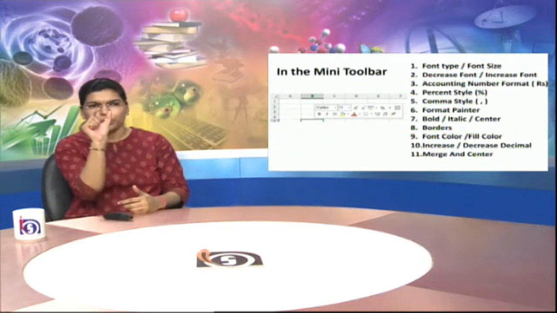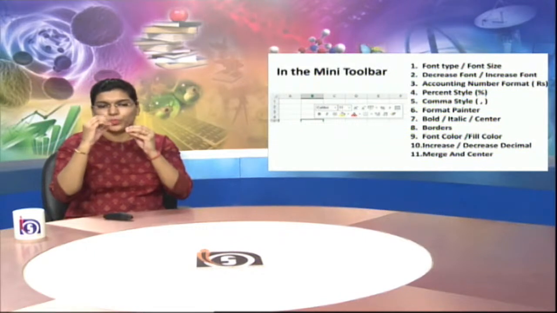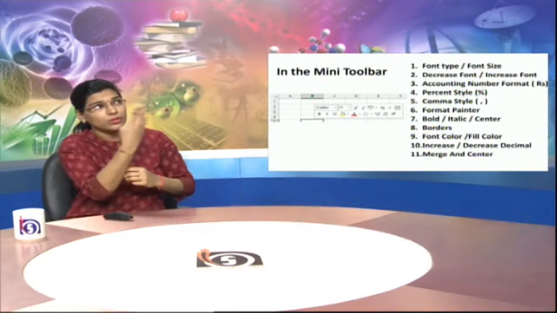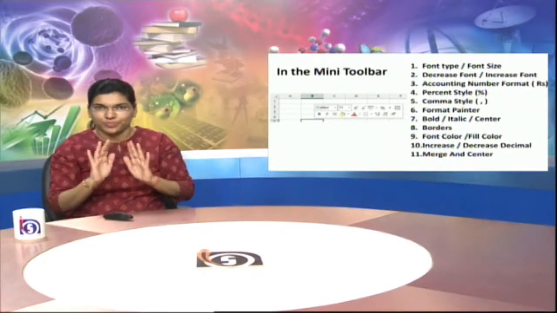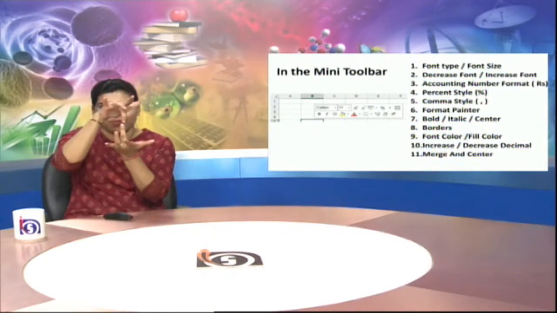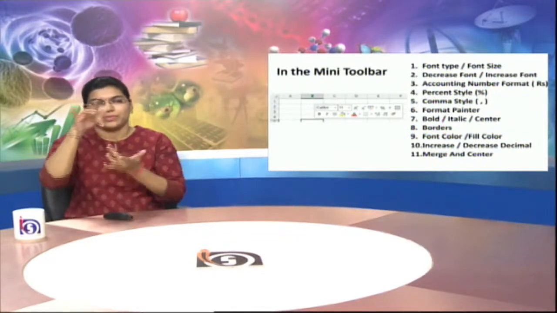The seventh point says it has 3 words you can see on the screen. The first word is bold, that is to make our text in a big bright color text. The second word is italic. It makes our text tilted on the right side or the left side. Both ways it can be tilted.